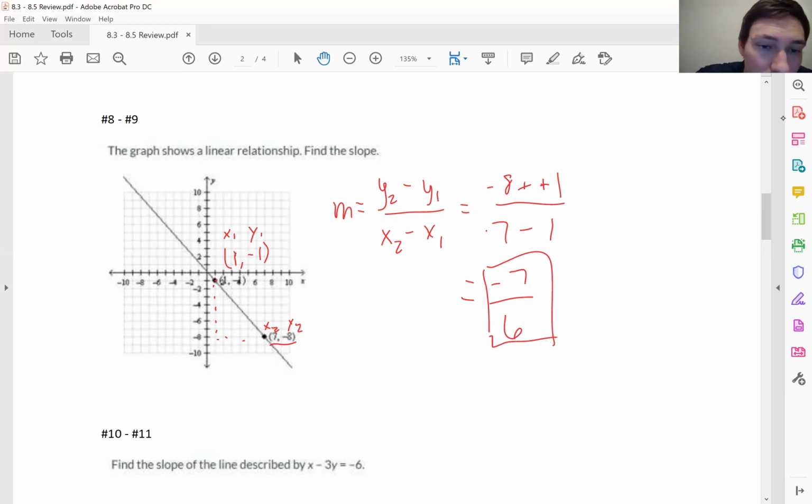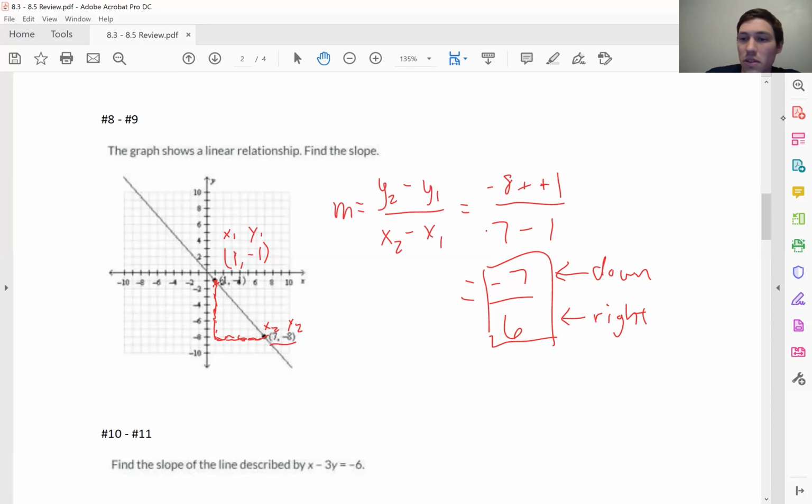Also, I could count this. To get from this dot down, I have to go down 1, 2, 3, 4, 5, 6, 7. And then I have to go right 1, 2, 3, 4, 5, 6. Which means down 7, which means -7, and then right 6, which means +6. That's why it's -7 over 6. So you can do it either way if you have the graph.